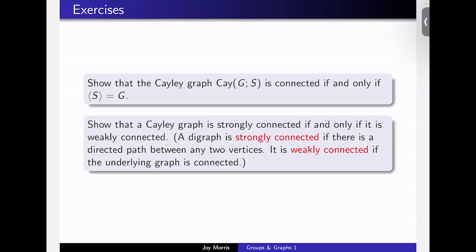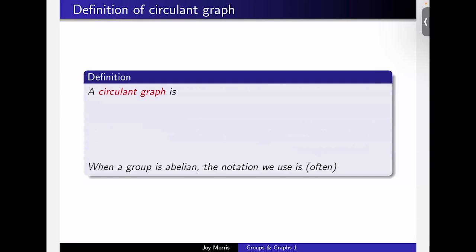Strongly connected means there is a directed path between any two vertices, and weakly connected means that the underlying graph is connected. So for Cayley digraphs, there is no difference between strongly connected and weakly connected. And in fact, more generally, that's true for vertex transitive digraphs, and as I said, even for regular digraphs. So now let me define a circulant graph, which is a particular type of Cayley graph, and it's what my first example came from. A circulant graph is a Cayley graph on a cyclic group.